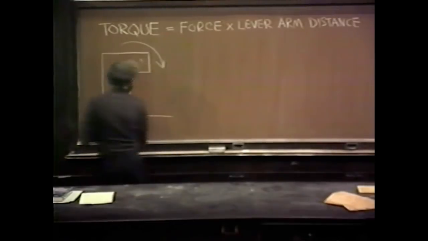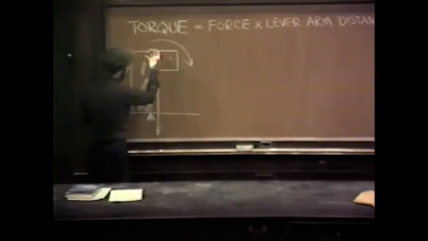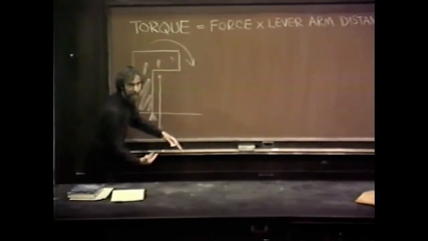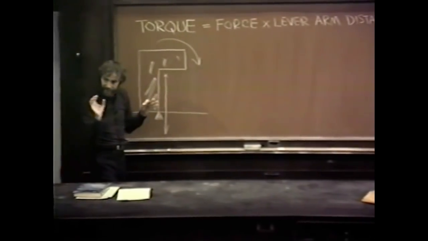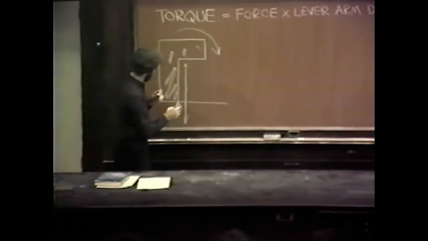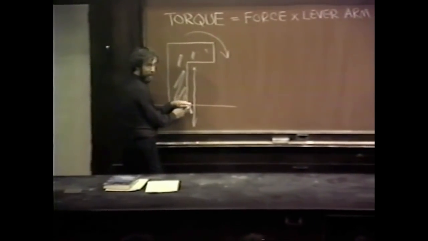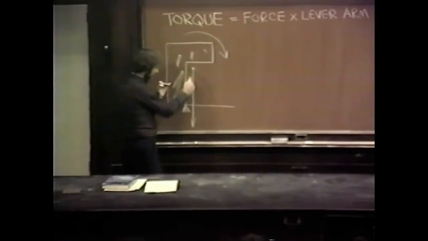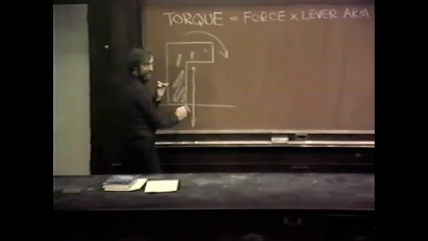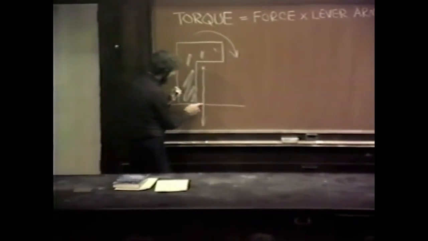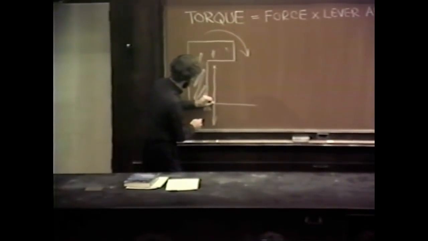So what we have here is a torque, a force through some leverage distance. Now what's the distance? That's crucial. The lever arm distance is not the distance between the point about which rotation takes place and the center of gravity. That is not the leverage distance. The leverage distance is this distance in here, that distance.